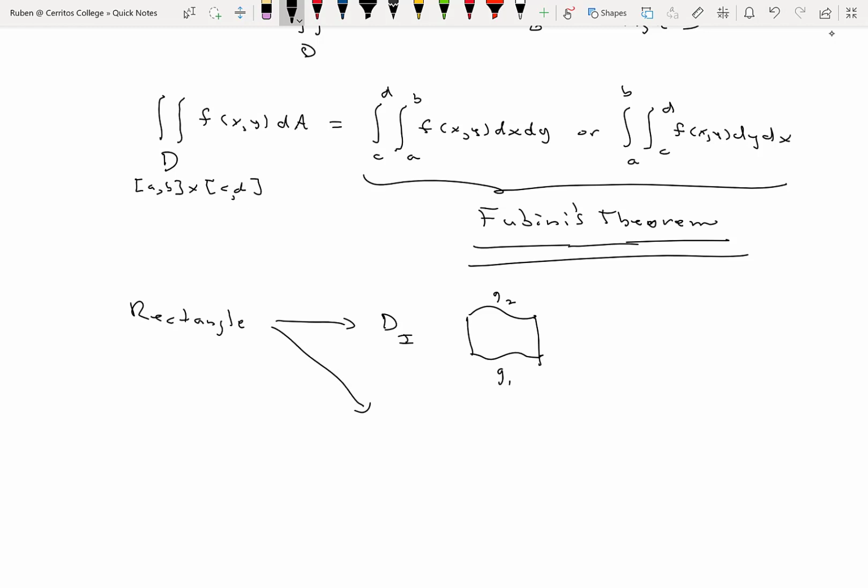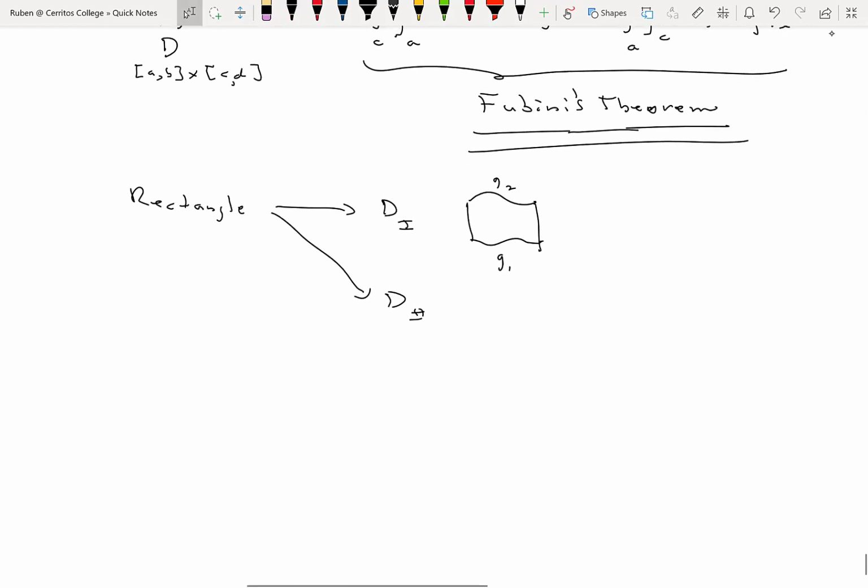Then we looked at a type Roman numeral 2 region, which had x is a function of y on the right, x is a function of y on the left, between two horizontal lines. The function on the right being maybe x equals h2 of y, x equals h1 of y on the left.